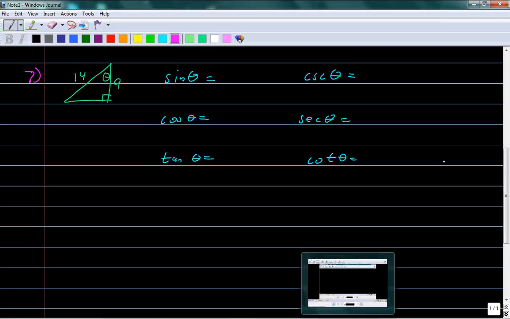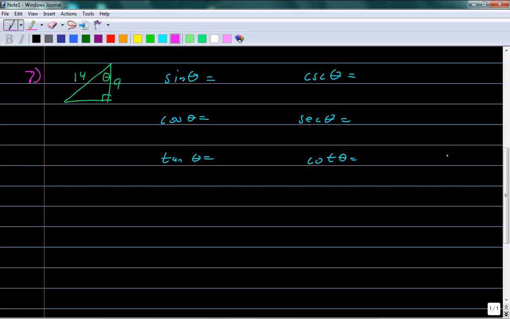Number 7 has the same directions as number 3. So we're trying to find the 6 trigonometric functions. As you can see, I already have it pre-set up here. With the given triangle, we have, in relationship to theta, the adjacent side and the hypotenuse.